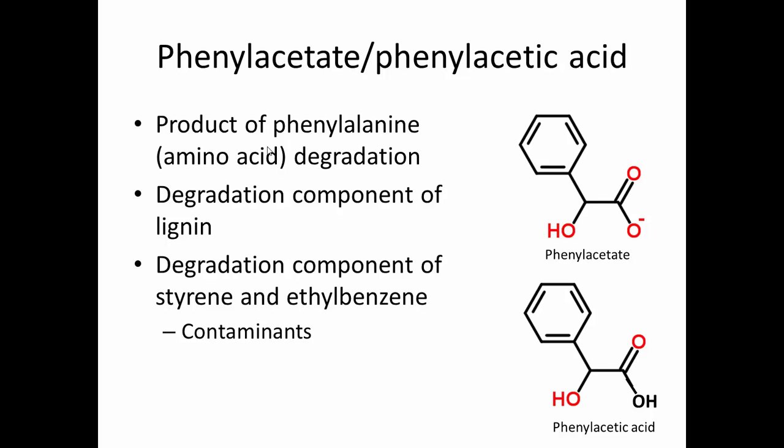But basically, phenylacetate or phenylacetic acid is the product of the degradation of phenylalanine, which is an amino acid, and is also a degradation component of lignin. So phenylacetate can be formed if microbes are degrading lignin, which is a major component of wood. It is also a degradation component of styrene and ethylbenzene. Both of these are contaminants.